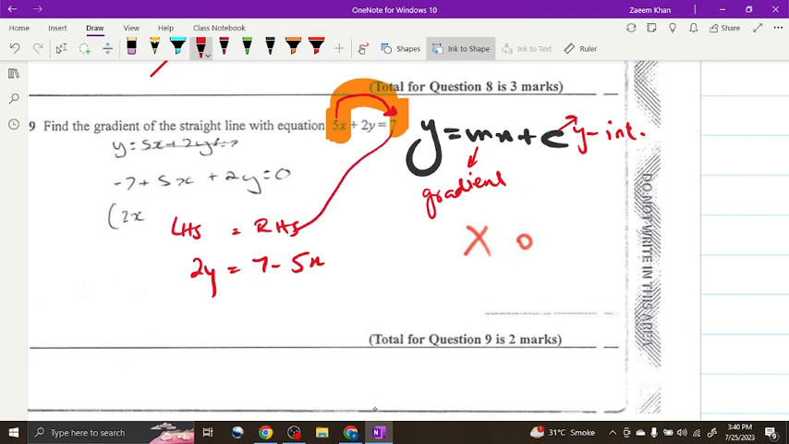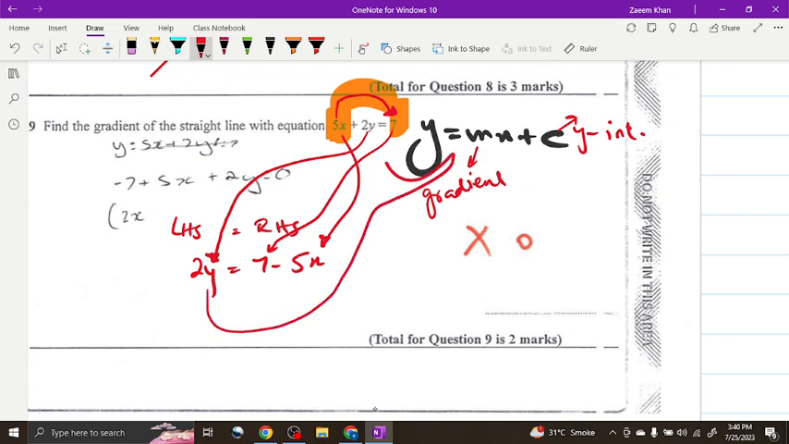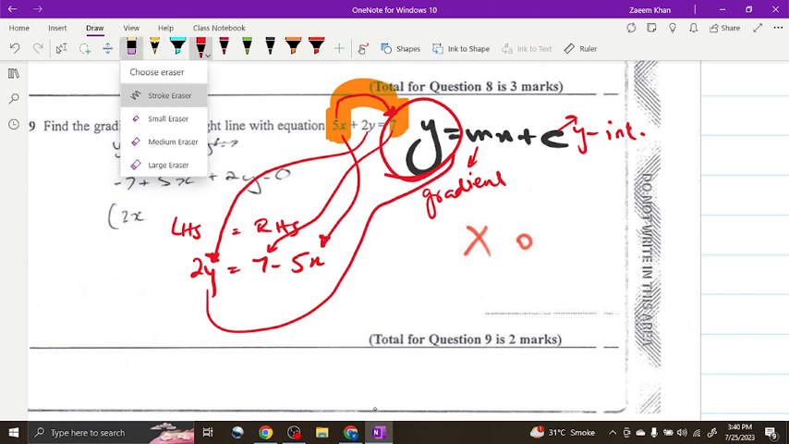So take a look over here. 7 came down over here, and the 5x is with the 7 now because we threw the 5x on the other side. On the left hand side, we're only left with 2y. Now we need to isolate y, because we're trying to make it in this format where we only have y on the left hand side. So how do we get rid of the 2 which is getting multiplied with the y?